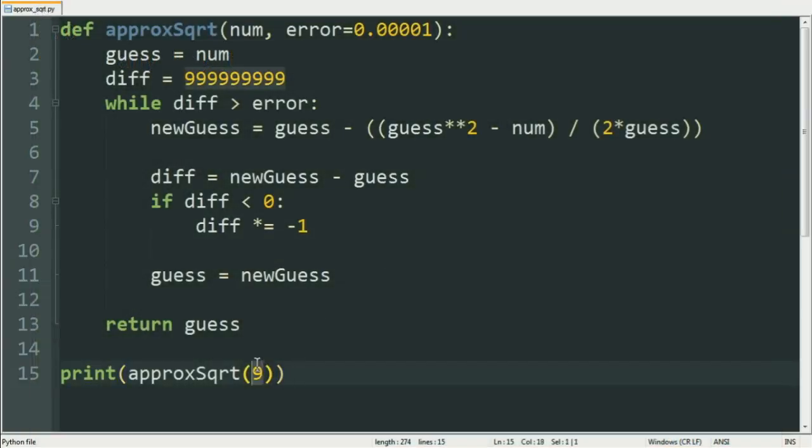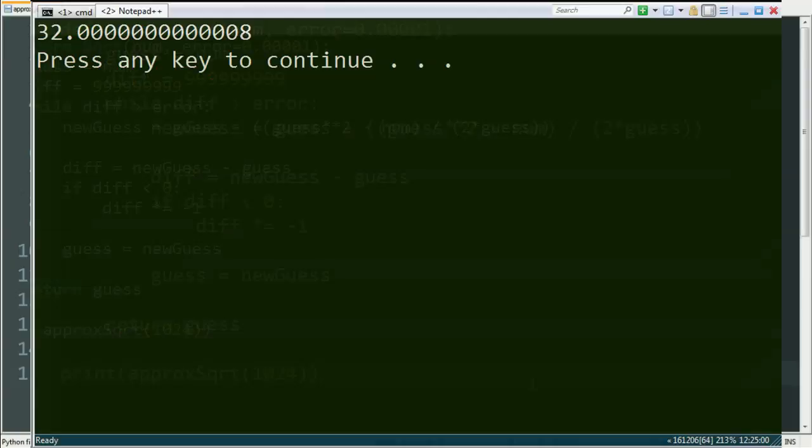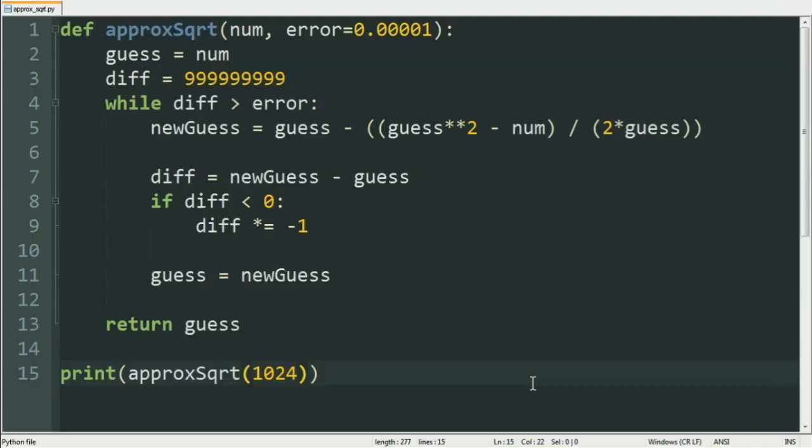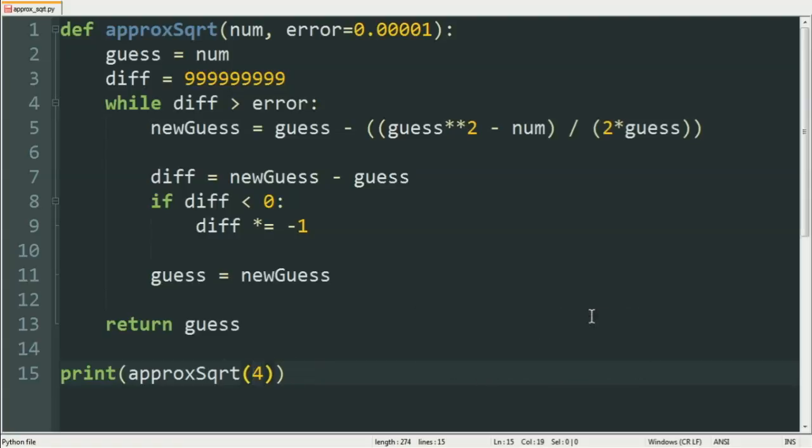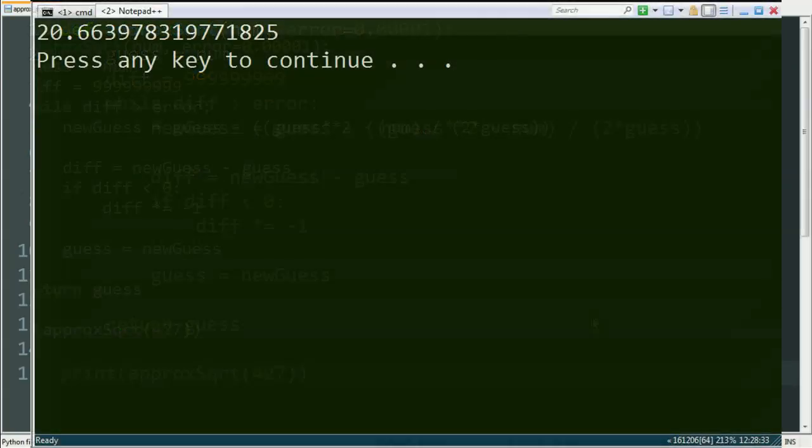Let's try a bigger number and see what happens to it. Right, 1024. When we run this, we get 32 point, a bunch of zeros and then an 8 at the back. This is considered a pretty good approximation. And yeah, given the amount of error we've set, this is fine, right? Of course, the actual value is 32. If we try and look for a number that cannot be rooted, let's go for a random one, 427. Let's see what happens. Well, when we run this, we get an answer, right?